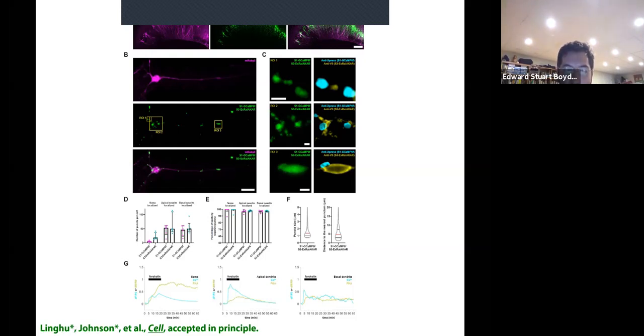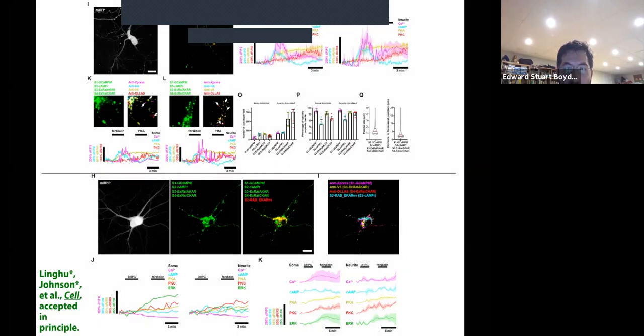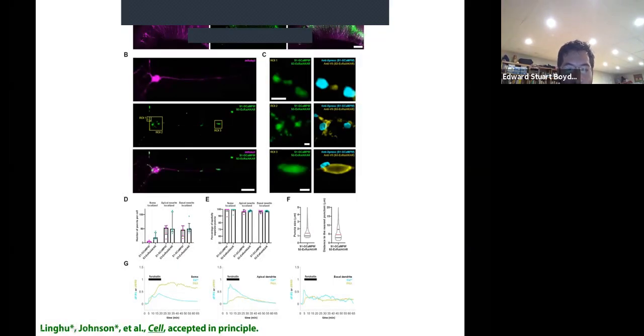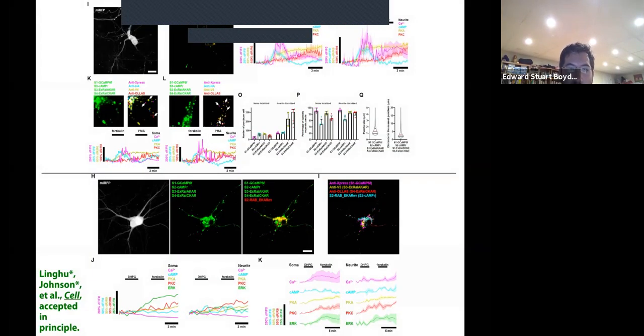And we were able to show a similar result. Neurons that had faster calcium responses had stronger protein kinase A signals. This is a crowded slide, but suffice it to say that we could express four sensors at a time, or even five at a time.